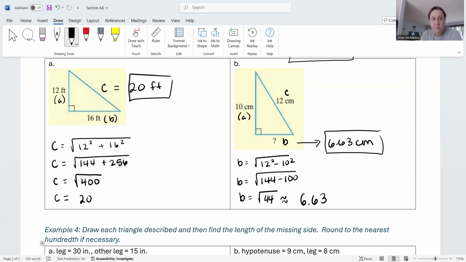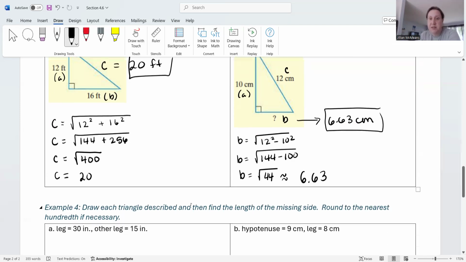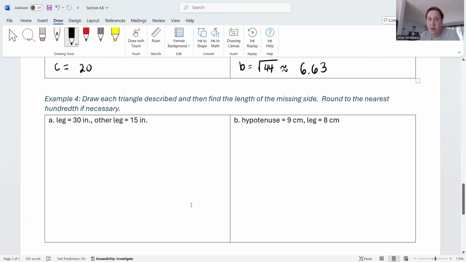Okay? Now for example 4, it's going to be basically the same thing, but this time we're going to have to draw our triangle. Example 4 says draw each triangle described and then find the length of the missing side, round to the nearest hundredth as necessary. Okay, so for part A, we want to draw a right triangle.